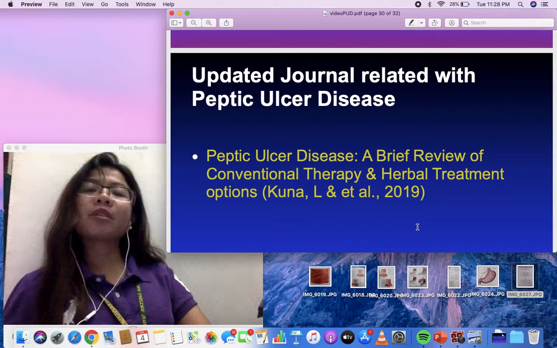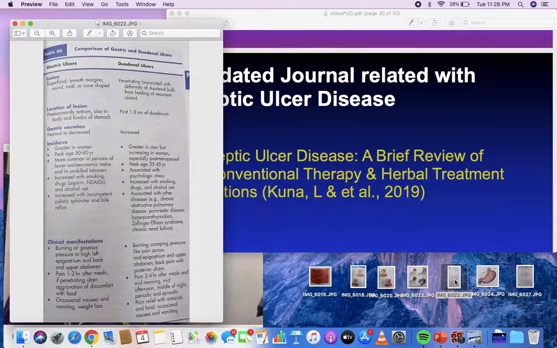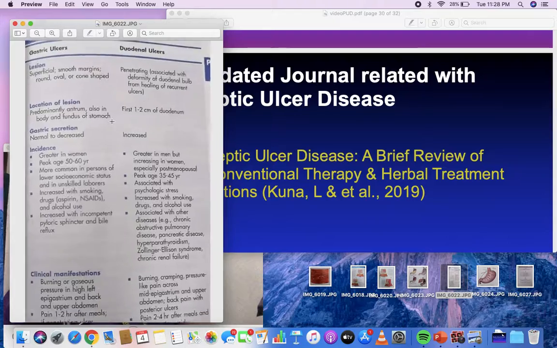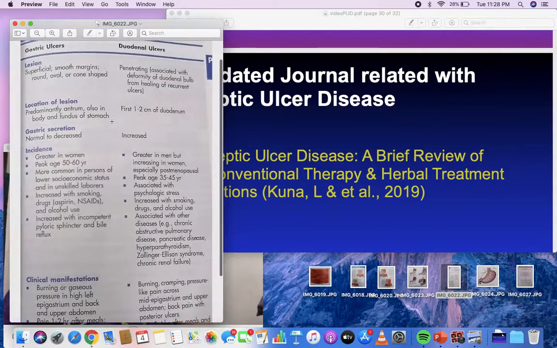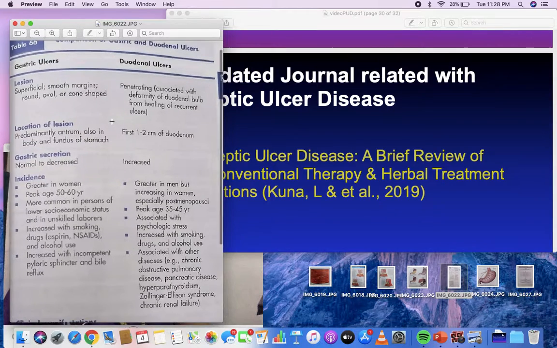So before we proceed to the updated journal related to peptic ulcer disease, I will show you here the brief description of the difference between the gastric ulcer and the duodenal ulcer. Here's the comparison. For the lesion, the gastric ulcer is superficial with smooth margins, round, oval, or cone shape. While duodenal ulcers are penetrating, associated with the deformity of the duodenal bulb from healing of recurrent ulcers.